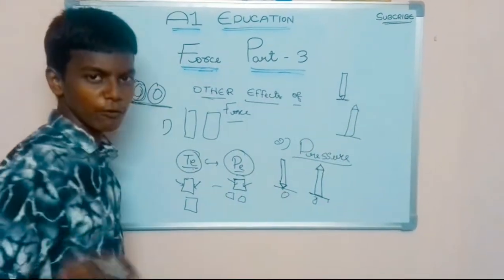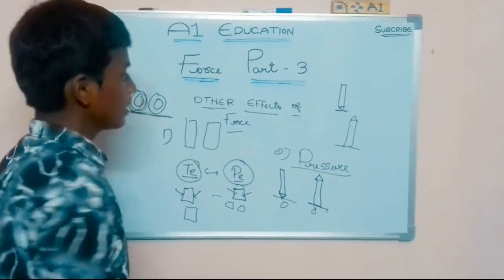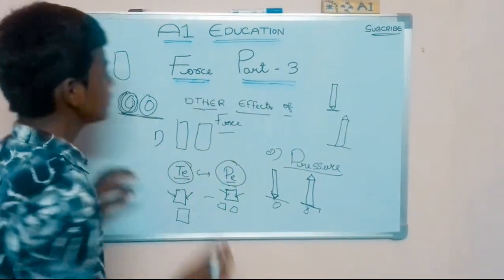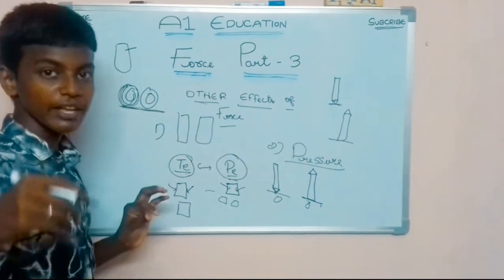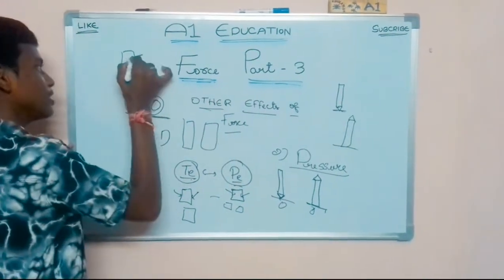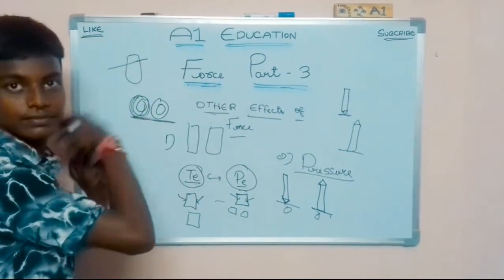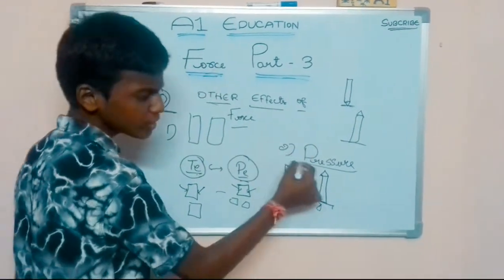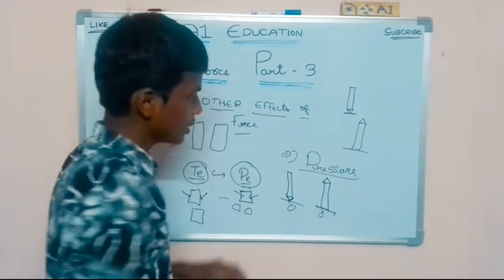But when the area of contact is very small, the pressure will be more. When sewing, the needle is very thin, so the pressure is very high, so it pierces into the cloth. So this is pressure. Pressure has a unit.